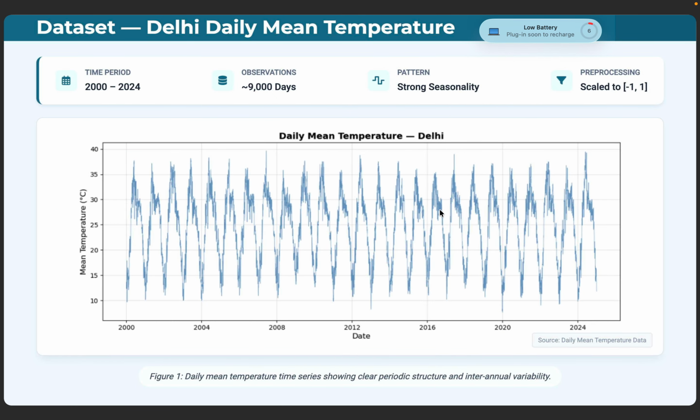In this slide, we will talk about the dataset. To evaluate this, we use mean temperature data from Delhi from 2000 to 2024. The dataset contains about 9,000 observations and shows strong seasonal patterns. The periodic structure makes it suitable for polynomial approximation and stability analysis.